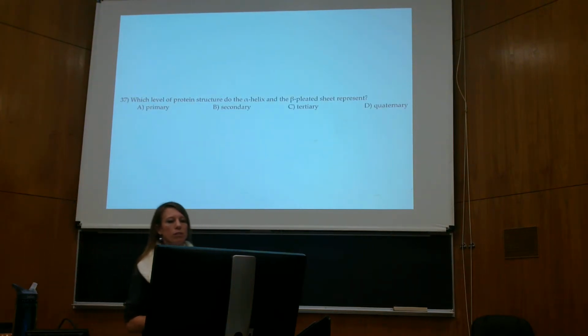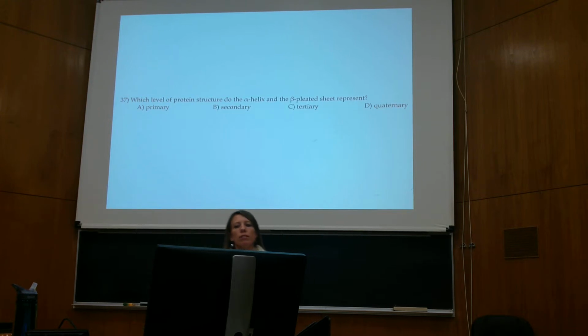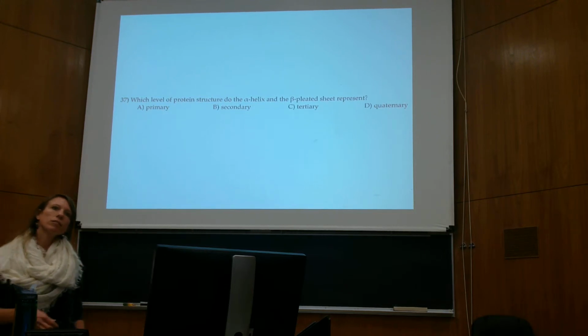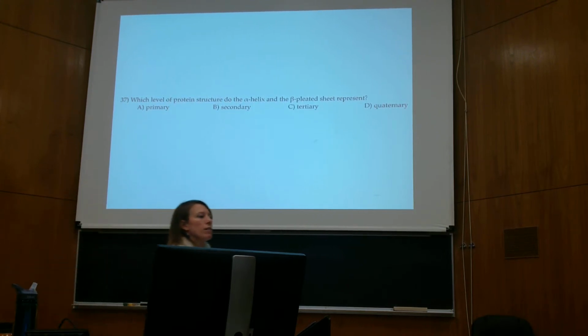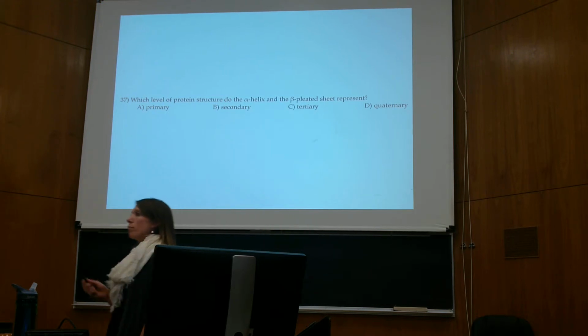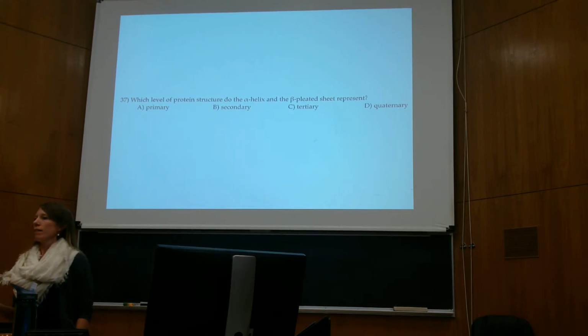Which level of protein structure do the alpha helix and beta pleated sheets represent? B. Secondary. This was secondary, right? So what type of bonding is occurring in this form here? Hydrogen bonds, great. Between what part of the amino acids? Is it the backbone or the side chains?